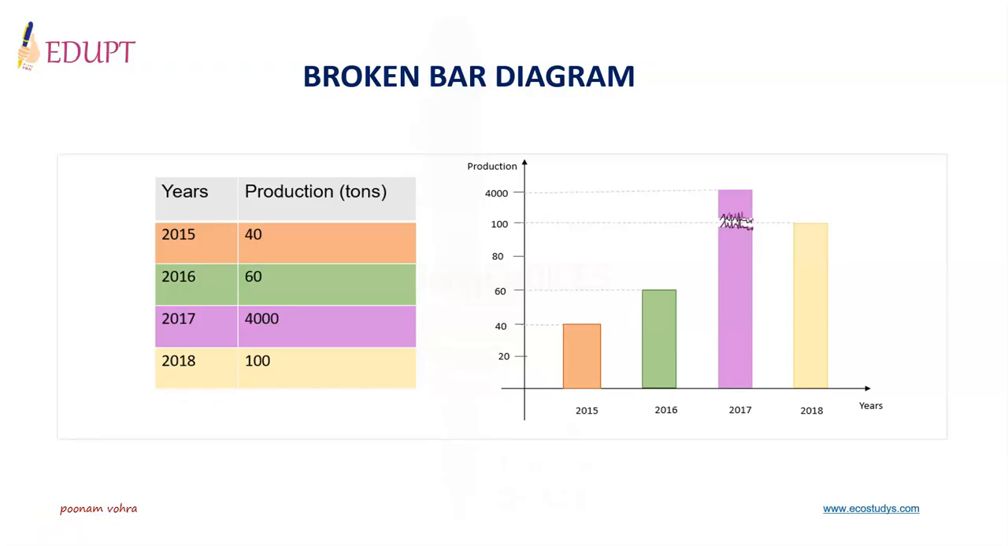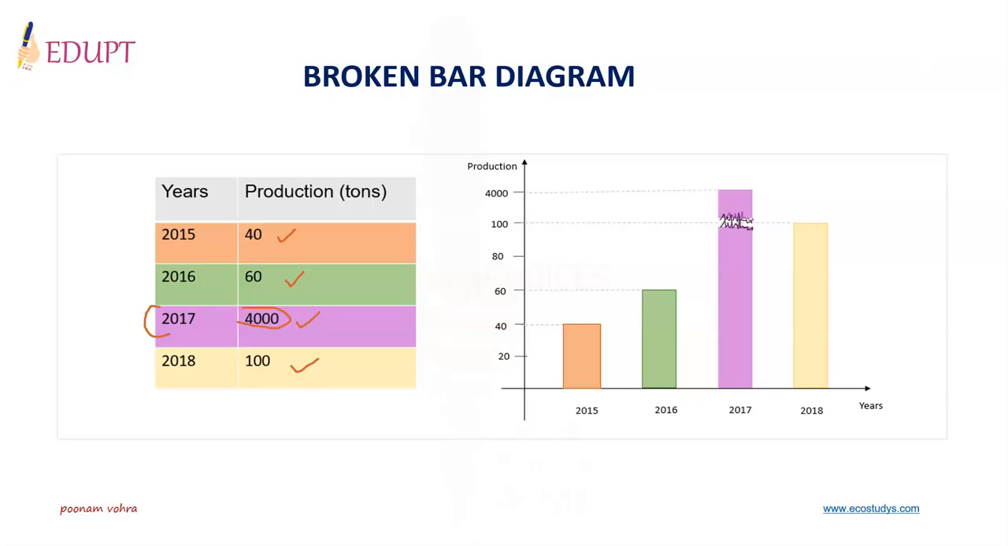This is about production in tons in different years. In 2015, the production of good X is 40 tons. In 2016, it is 60 tons. In 2017, it is 4,000 tons. And in 2018, it is 100 tons. So one can notice that in 2017, the data is too large, not comparable to the rest.